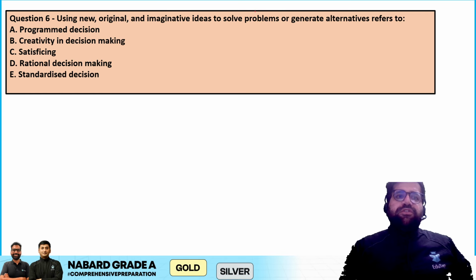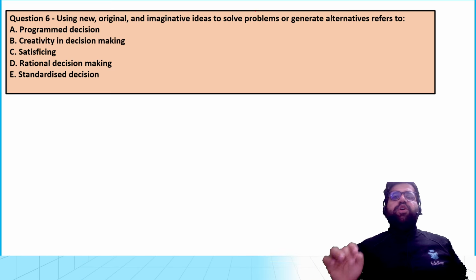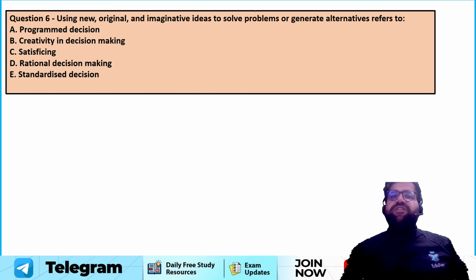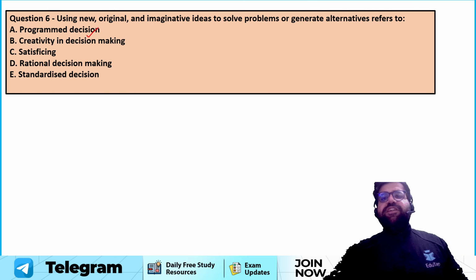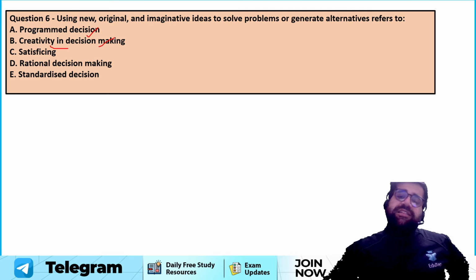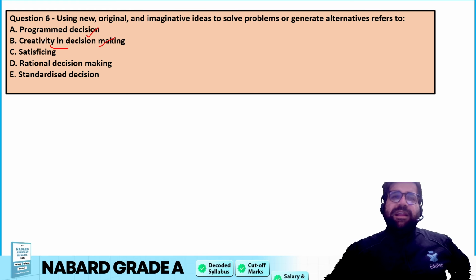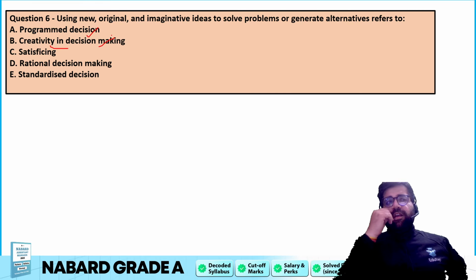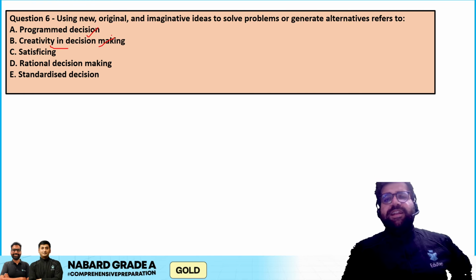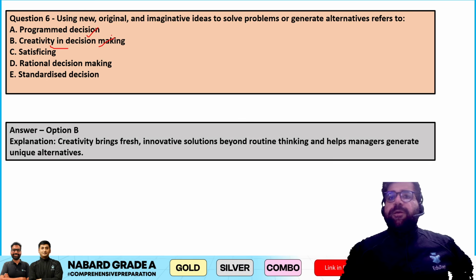Good. Question number 6. Using new, original, and imaginative ideas to solve a problem or to generate alternatives refers to what? Program decisions? No. Program decisions are those decisions which we take very quickly, right? Creativity in decision making? Yes. Last year also they asked you a question related to critical thinking or creativity or something related to innovation. So these are small concepts which you should definitely be able to answer in the paper also. So the correct answer over here will be option number B.